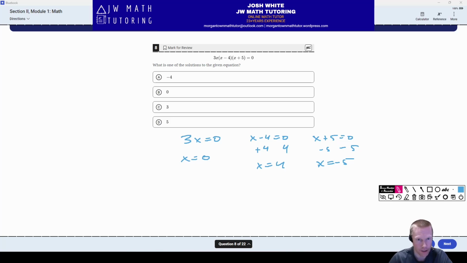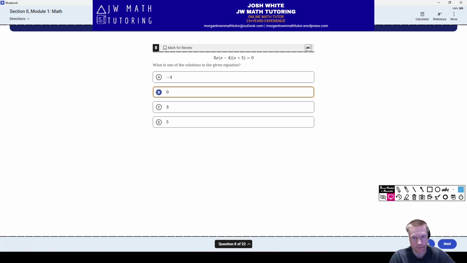So which of these do we see here? We see 0. I do not see negative 5. I do not see positive 4. So the one they're looking for in this problem is just going to be letter B.